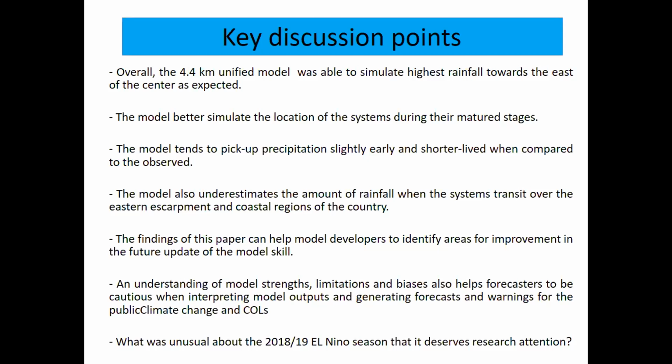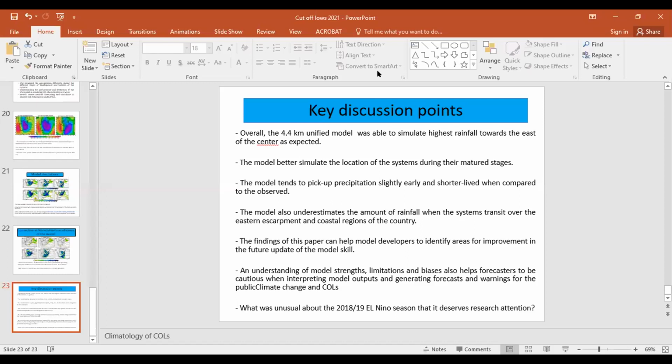And again, what needs to be discussed is what was unusual about the 2018-2019 El Nino season that it deserves so much research. I did mention the types of unusual weather occurrences that happened during this 2018-2019 El Nino season. And in that regard, I would like to stop there, and I hope I did not take more time than allocated. Thank you again for the opportunity, and I hope I was able to strike a conversation with regards to cutoff lows.